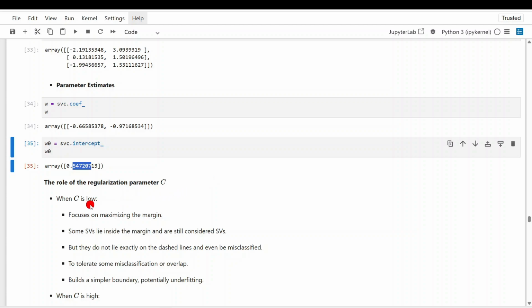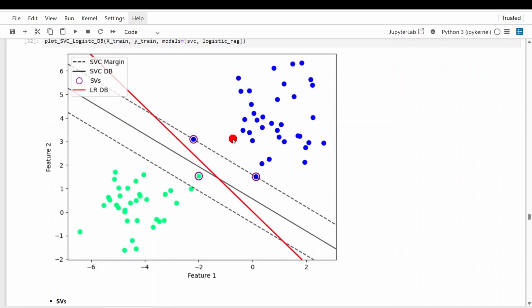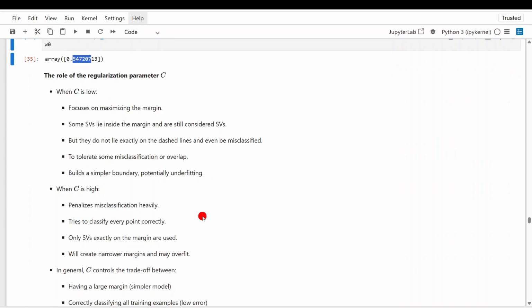So when C is small, it focuses on maximizing the margin. The difference between this broken line and this broken line is going to be maximum. So this one will be attracted to this side, and this one will be attracted towards this side. Then some of the points will be inside the margin, and even some of the points could be misclassified.